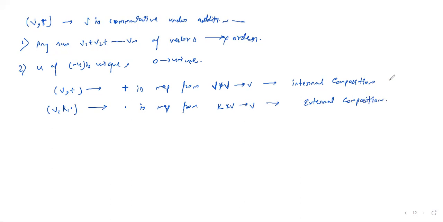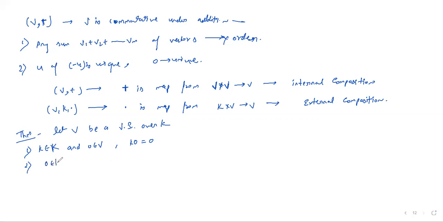Now there is an important theorem. Let V be a vector space over K. The first thing is that if k belongs to K, the field of scalars, and 0 belongs to the vector space V, then k0 equals 0.